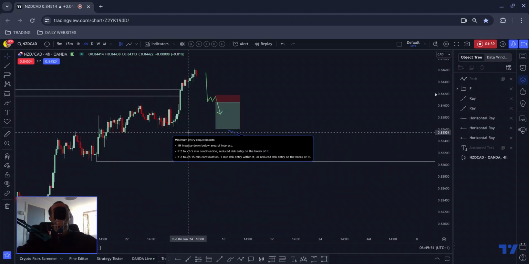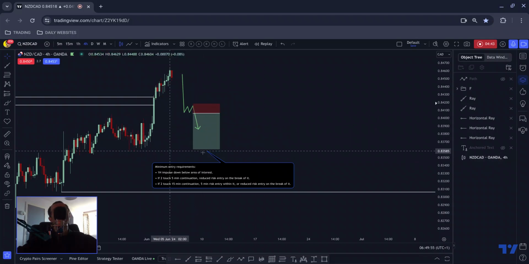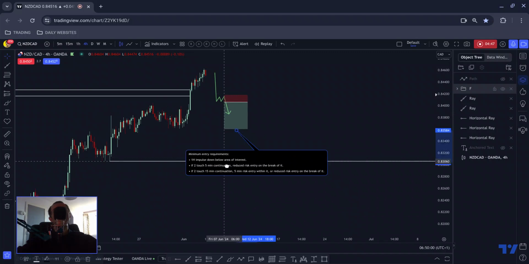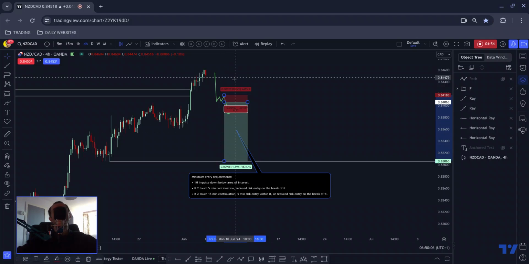Okay, and then I would be able to manage a reduced risk entry on the break down to the first inflection point for something in the region of 3.8%. And then in this instance, my target would be here. It's not to say that these trades wouldn't carry on for longer, but we don't want to sit through massive pullbacks. So that would be my target area where I would anticipate some consolidation.